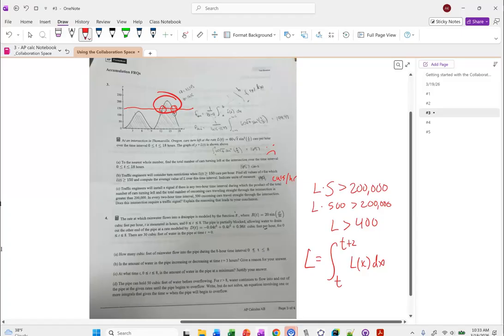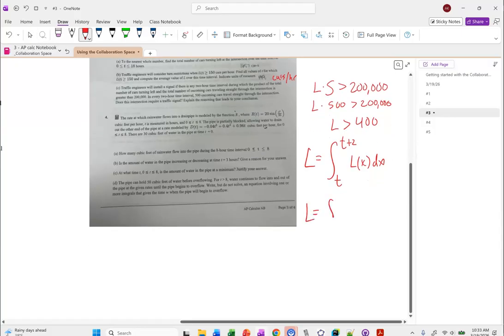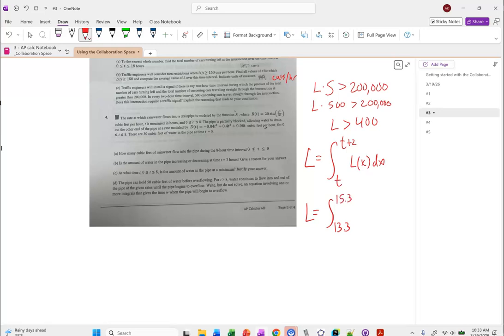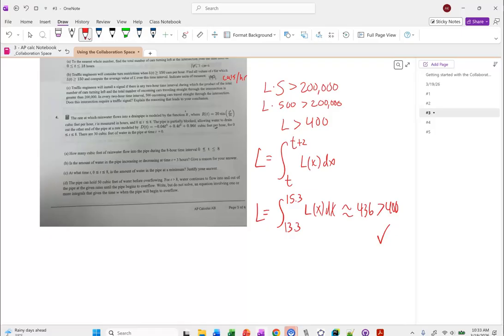So I'm going to build a 2-hour interval around that because that seems about right. So what did I do? I did 13.3 to 15.3. I just kind of did a guess and check. And I got about 436, and because that's greater than 400, we need a signal.